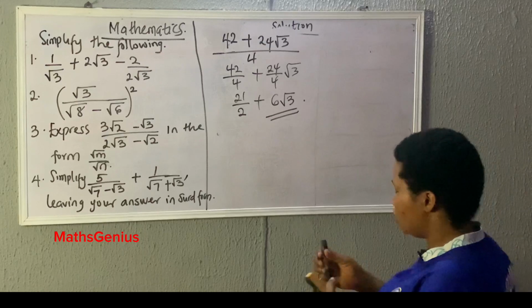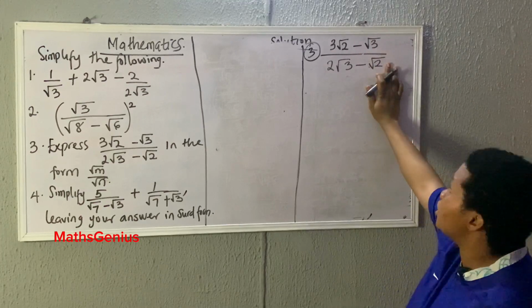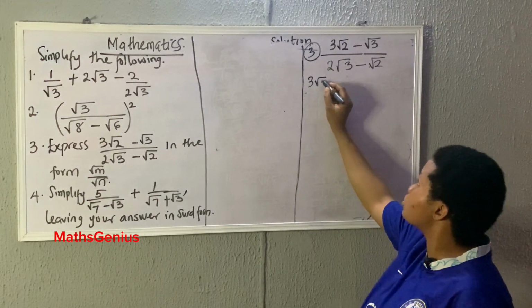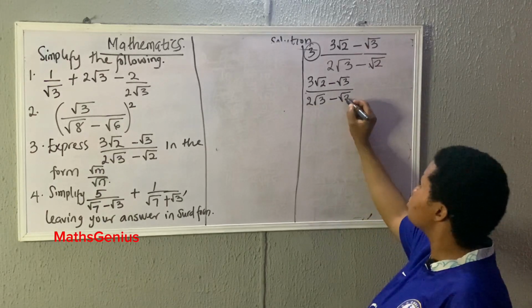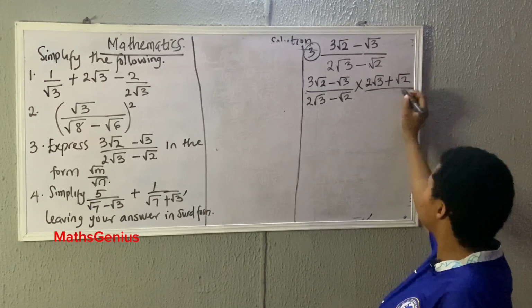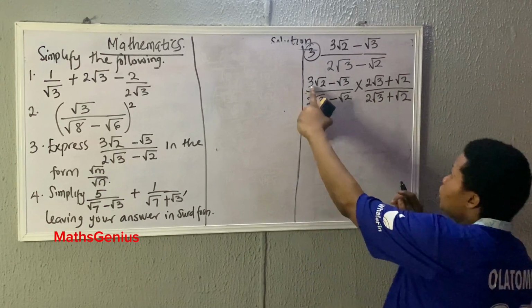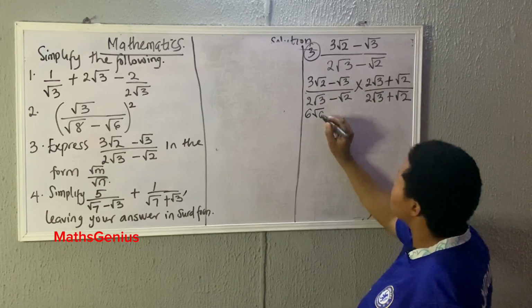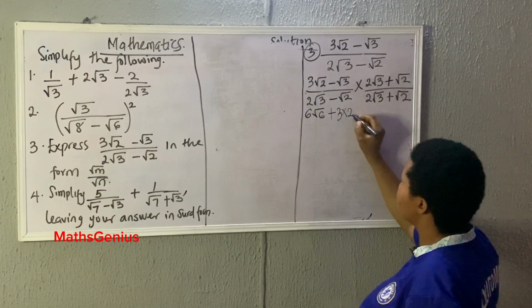For the third question, we have 3 root 2 minus root 3 divided by 2 root 3 minus root 2. The first thing for us to do is to rationalize. So we have 3 root 2 minus root 3 over 2 root 3 minus root 2, multiplied by 2 root 3 plus root 2 over 2 root 3 plus root 2. Now let's multiply. 3 times 2 will give us 6. Root 2 times root 3 will give us root 6. 3 times plus 1 will give us plus 3. Root 2 times root 2 will give us 2.